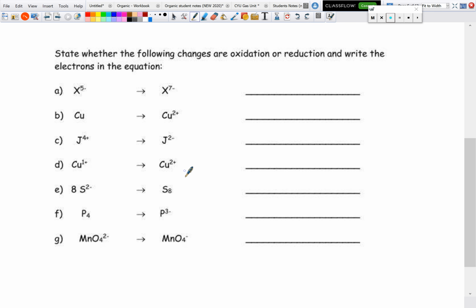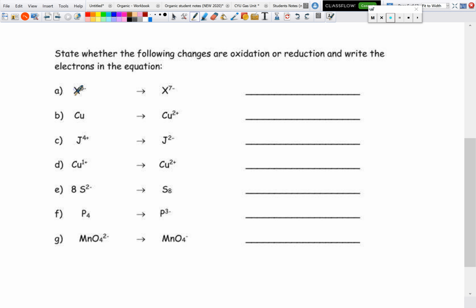In order to get used to this, before we start looking at half reactions, we're just going to practice balancing by both mass and charge. We have a bunch of different things down here. We're going to look at balancing by both mass and charge, and then identifying if it is oxidation or reduction. So our first example right here, we've got X, an unknown element with a -5 charge, going to X with a -7 charge.